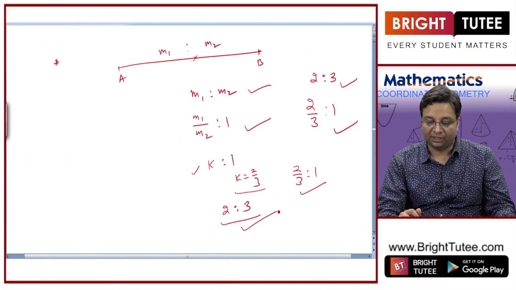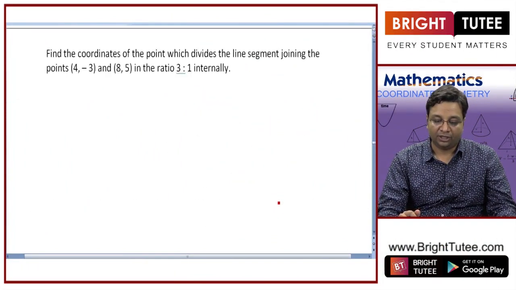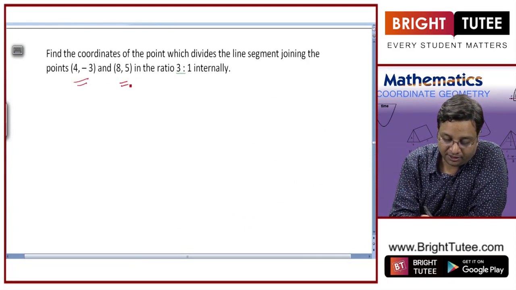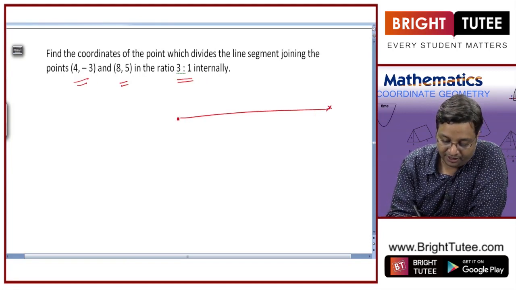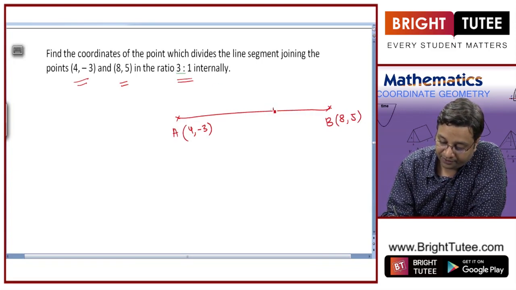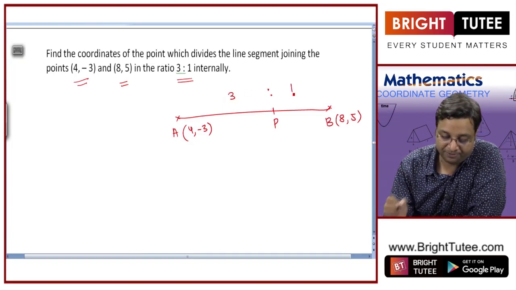So let's do some of the questions and understand the section formula better. Find the coordinates of the point which divides the line segment joining these points in the ratio 3:1 internally. Let us say this is point A, (4, -3). This is point B, (8, 5), and it is divided in ratio 3:1 internally. Let us say this is divided by point P in 3:1.